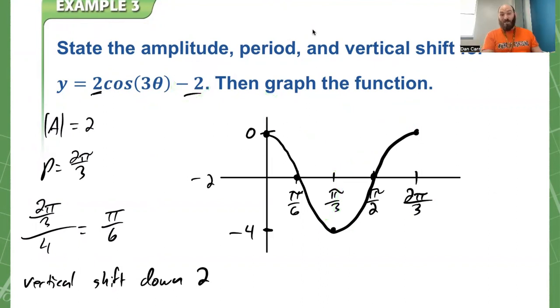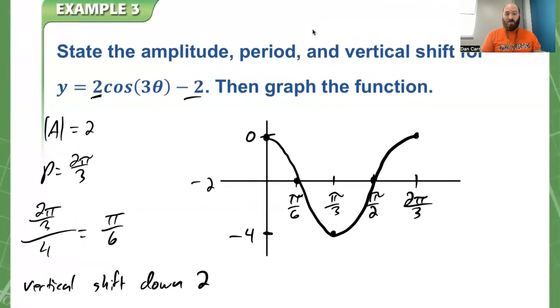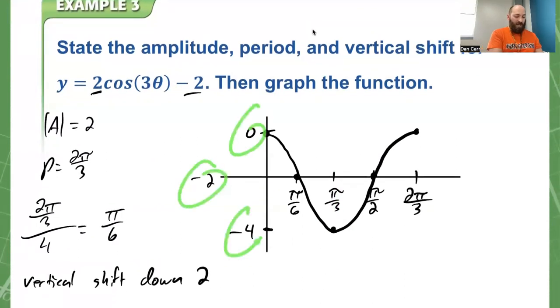Okay. And that is it for today. We're just talking about our vertical shifts, how that changes basically our scale on here, but everything else is still the same as what we've done already.